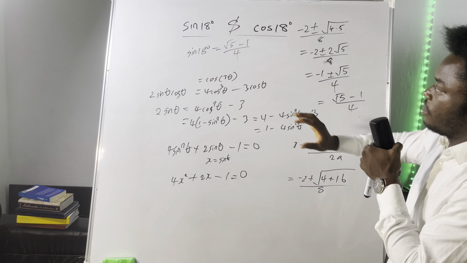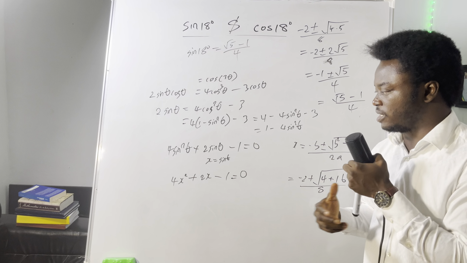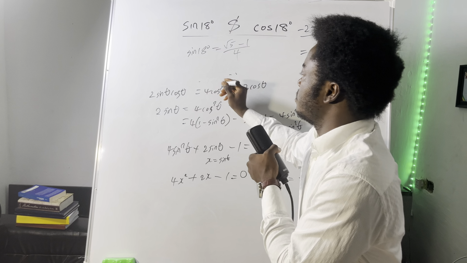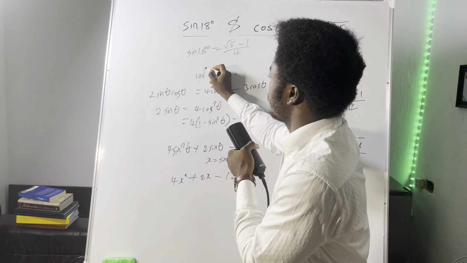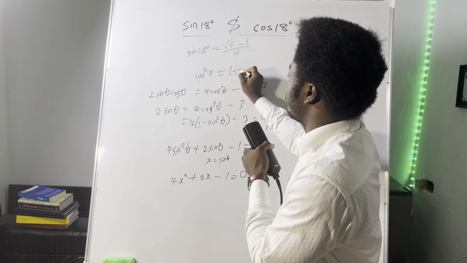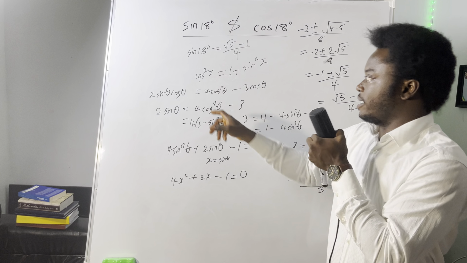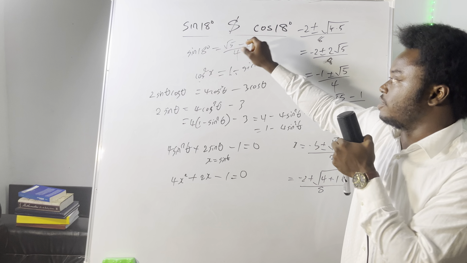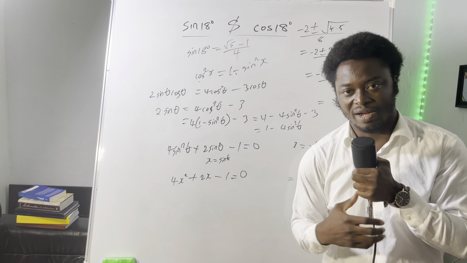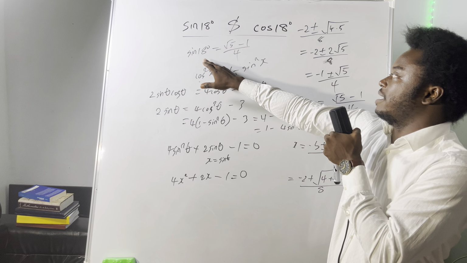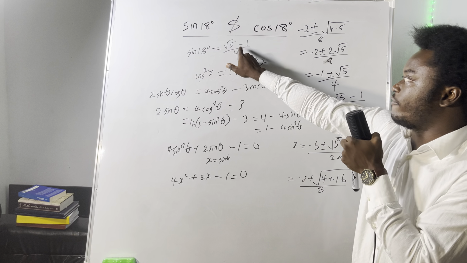Also, if you're looking to find the value of cosine of 18 degrees, you could easily find it from the fact that cosine squared x equals 1 minus sine squared x. So you can plug in x to be 18 degrees, and from this equation you can find the value of cosine of 18 degrees. That one is left as an exercise to you. But we have done the hard part, which is finding that sine of 18 degrees is square root of 5 minus 1 over 4.